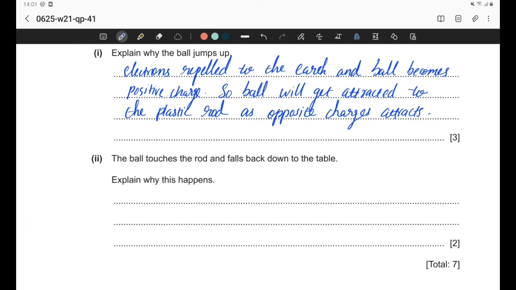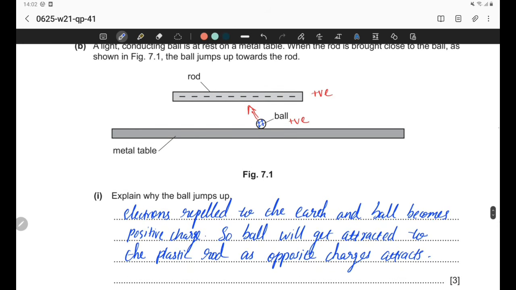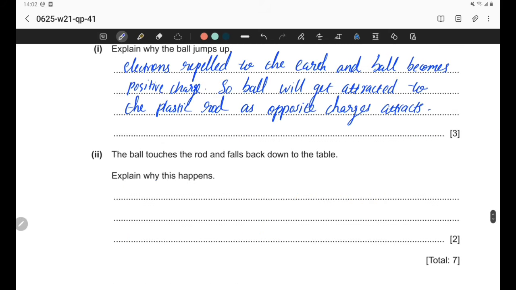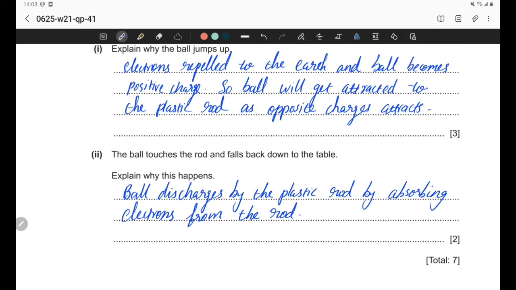Explain why this happens. So here, once this ball gets attracted to the rod, the ball will absorb these negative charges from the rod to the ball. Now both are in the same charge, negative charge, so no more attraction, so that the ball will fall down. So we can write down, the ball discharges by the plastic rod by absorbing electrons from the rod. Therefore both ball and the rod are negatively charged, so they will be repelled. Hence we can write ball will be repelled by the rod.